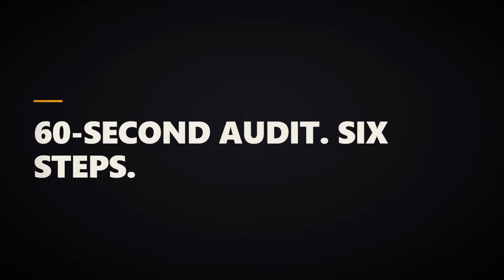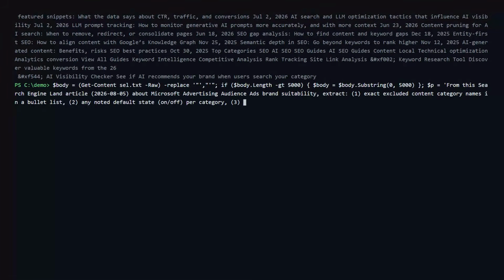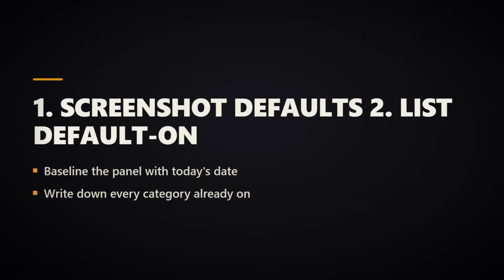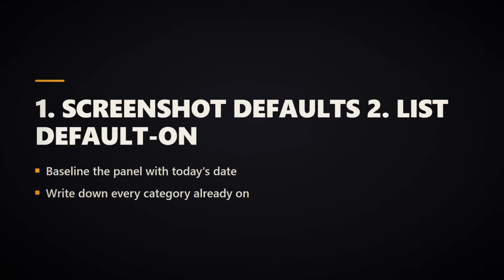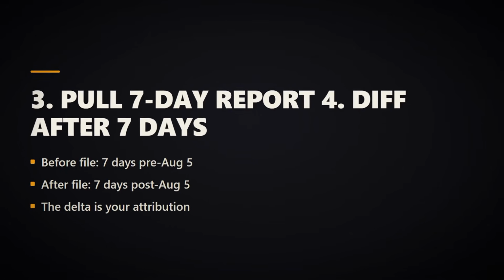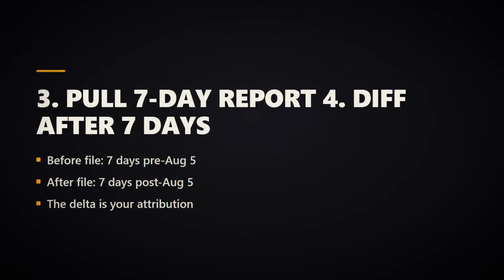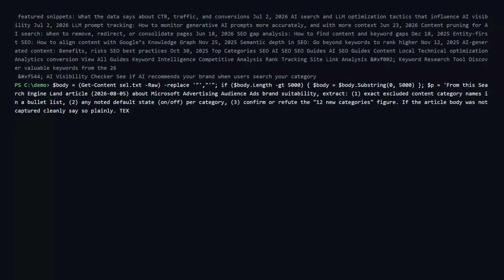60-second audit, 6 steps. Step 1. Screenshot the panel with today's date visible, your baseline. Step 2. Write down every category that is already on, the silent inventory cuts. Step 3. Pull the Audience Ads placement report for the 7 days before August 5th. Save it as your before file. Step 4. In 7 days, pull the same report for the 7 days after August 5th. The delta on CPM and impressions per publisher is your attribution.